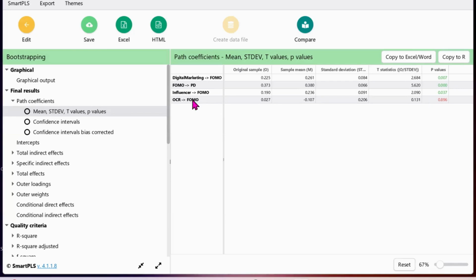Finally, FOMO significantly influences purchase decision. The beta value is 0.373. The t value is 5.620. The p value is less than 0.000. This relationship is statistically significant. This result indicates that customers who experience a stronger feeling of FOMO are more likely to make purchase decisions. Therefore, FOMO acts as an important psychological factor influencing consumer behavior.